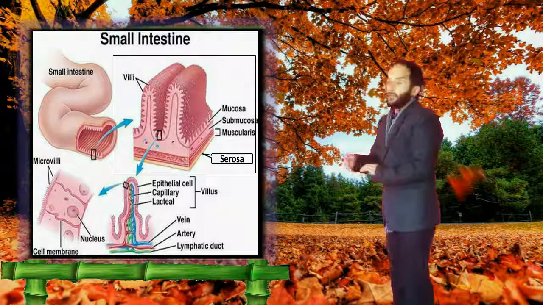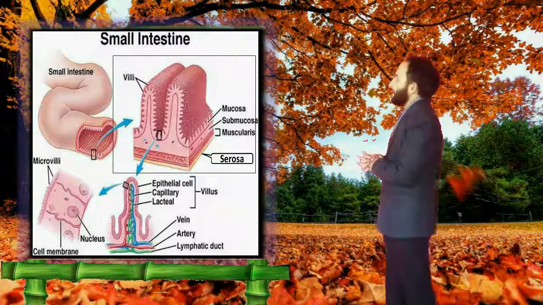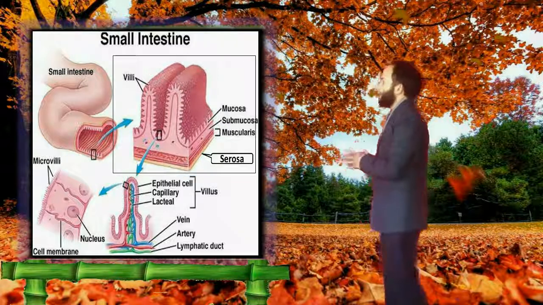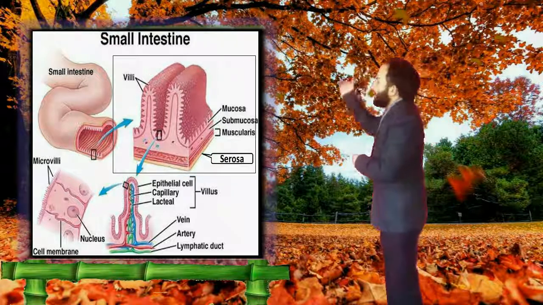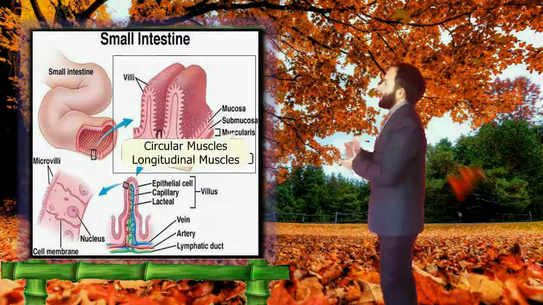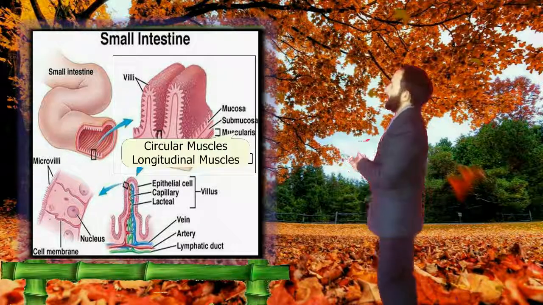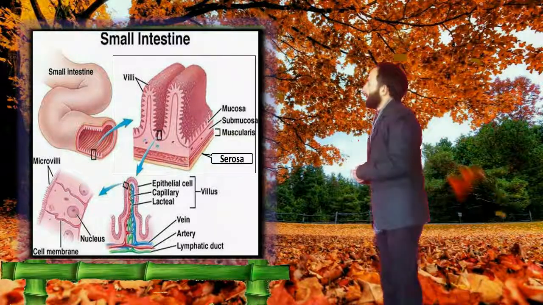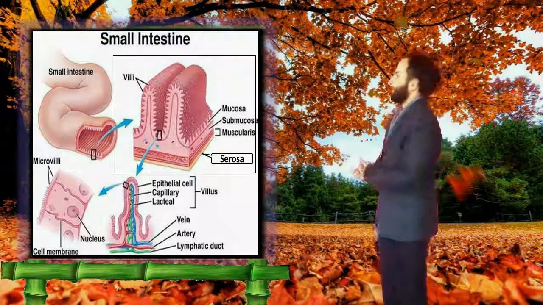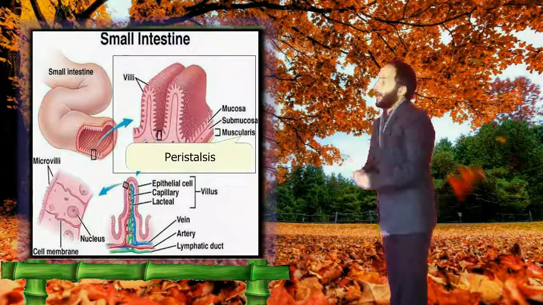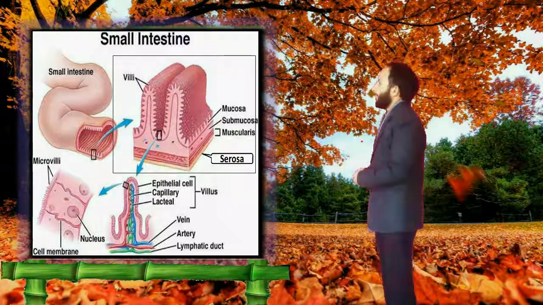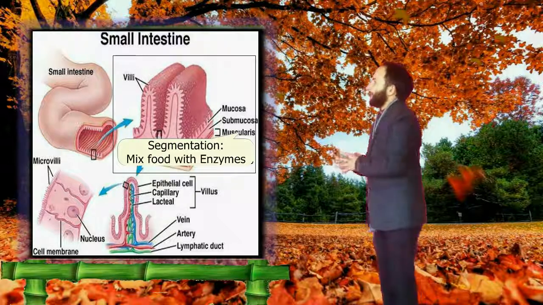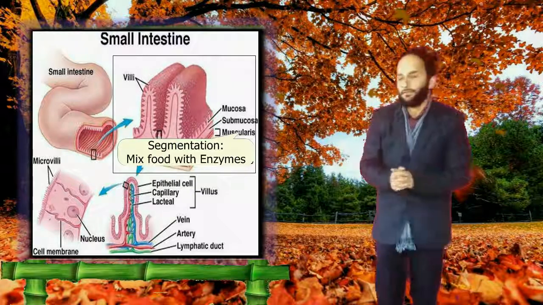The next layer after the serosa is the muscularis externa. It is made up of smooth muscles. It has two further layers of muscles, circular muscles and longitudinal muscles. This layer plays a very important role in moving chyme forward. This movement is called peristalsis, and it also mixes the food with enzymes, which is called segmentation.